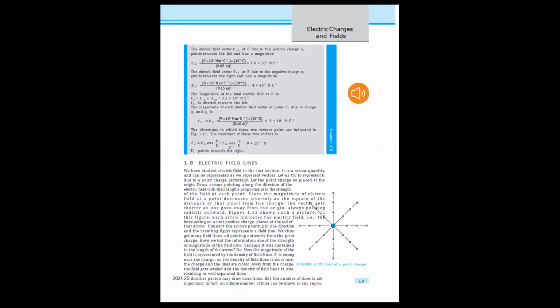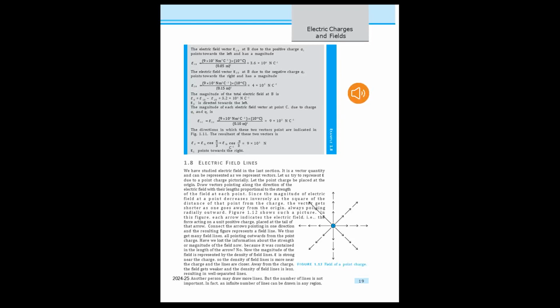Electric field lines. We have studied electric field in the last section. It is a vector quantity and can be represented as we represent vectors. Let us try to represent E due to a point charge pictorially. Let the point charge be placed at the origin. Draw vectors pointing along the direction of the electric field with their lengths proportional to the strength of the field at each point. Since the magnitude of electric field at a point decreases inversely as the square of the distance of that point from the charge, the vector gets shorter as one goes away from the origin, always pointing radially outward. The figure 1.12 shows such a picture.